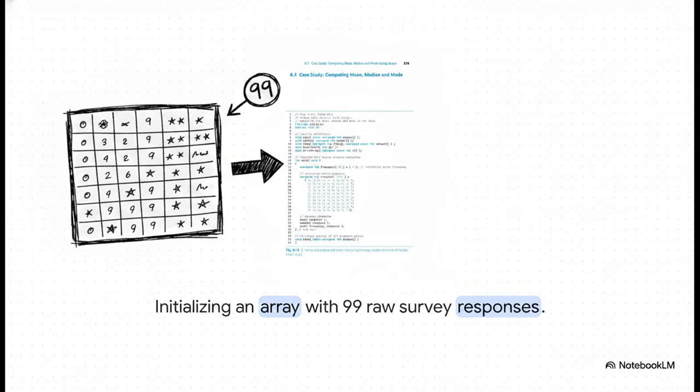Now, what's really interesting about this setup is our raw data. We initialize an array called response with 99 actual survey responses. Each response is a rating from 1 to 9. We define a constant size of 99. This array right here represents the raw, chaotic data that we need to make sense of using our statistical functions. Let's process it, starting with the mean and median.